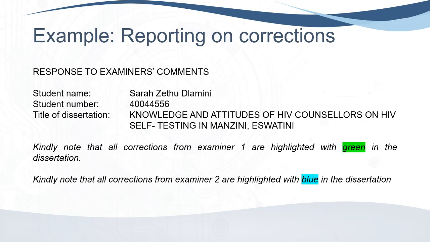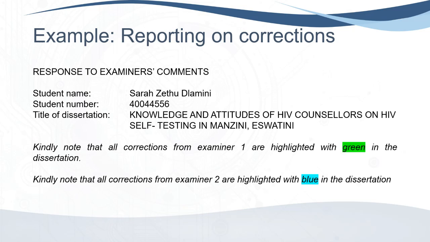So for your supervisor to check the corrections, and for any reference purposes, find a way of making the corrections in the thesis. Track changes could work, but then the page numbers change, and the format of the entire document changes. So the best way is to highlight the changes in a specific color. Now, this student, for example, highlighted the changes she made required from examiner 1. She highlighted in green, and the examiner 2's changes highlighted in blue.